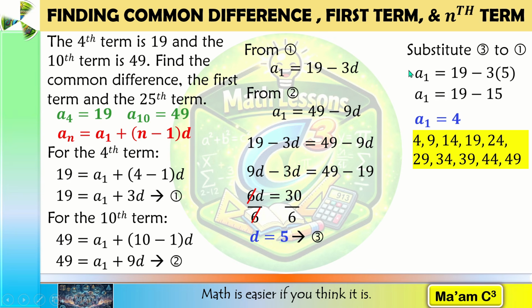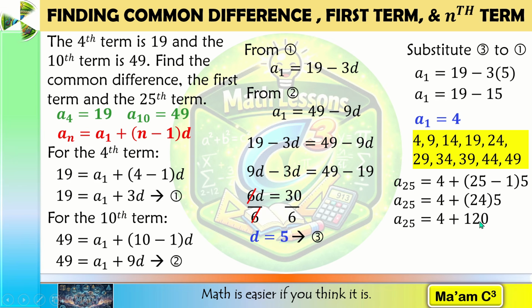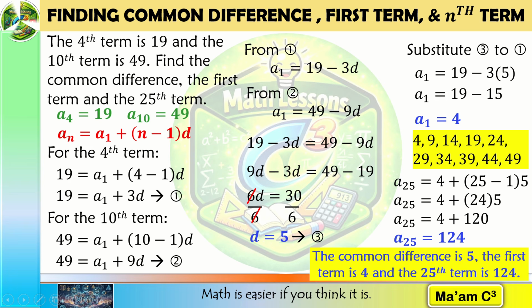We are not yet done. We're still looking for the 25th term. So a sub 25 would be equal to a sub 1, and we already know that. That is 4. Our n would be 25 minus 1, and d is equal to 5. 25 minus 1 is 24. 24 times 5 is 120. 120 plus 4 is 124. So the 25th term is 124. The common difference is 5, the first term is 4, and the 25th term is 124.